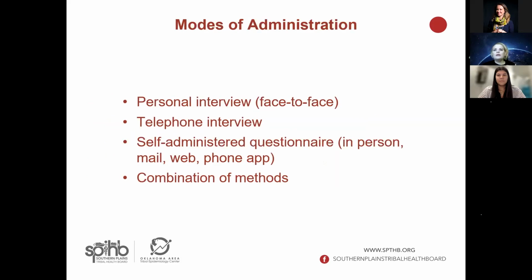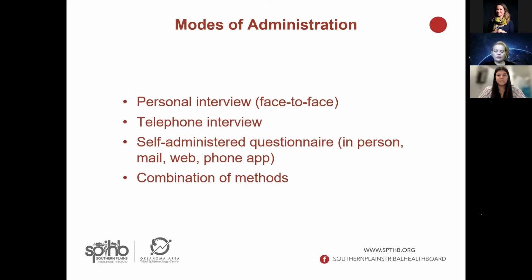So let's talk about ways that you can administer a survey. Of course, there's a personal interview face-to-face. But in the time of COVID, this may not be as viable. It may also be time-consuming and expensive. There are also telephone interviews, which can also be expensive. The expensive part of those, of course, is for the staff. But as I learned when we developed our own telephone survey when I was at another agency, obtaining those phone lists can be expensive. And then if you want to obtain a cellular phone list, it gets even more expensive.